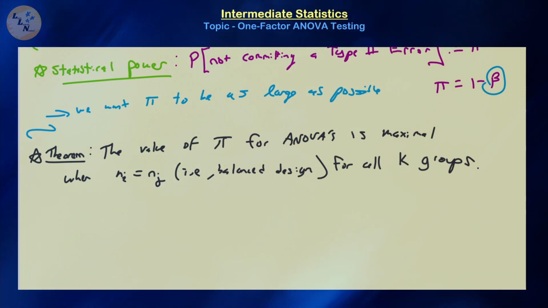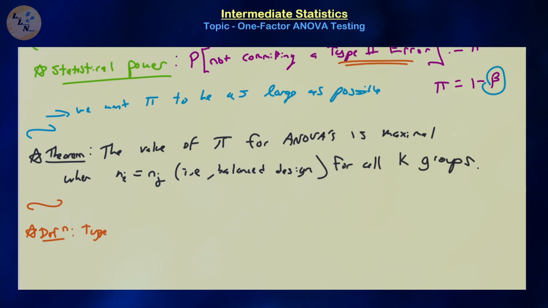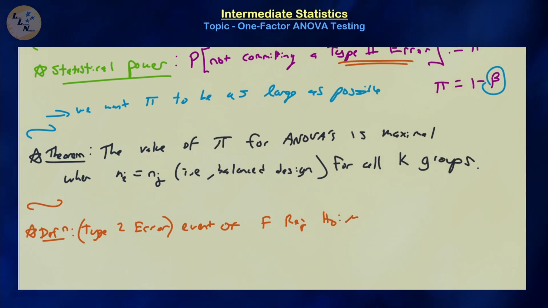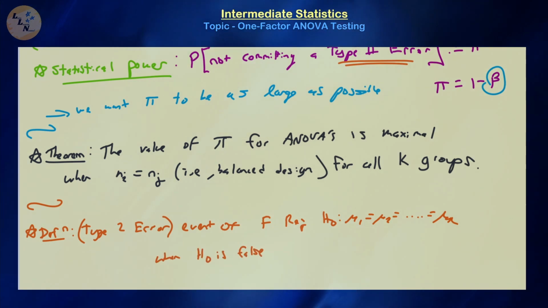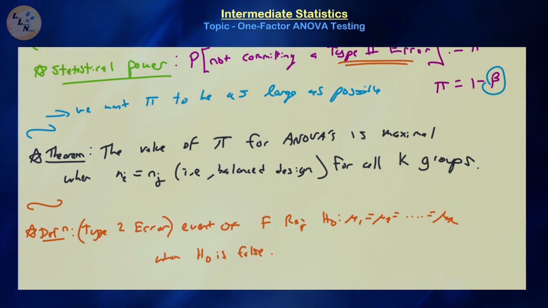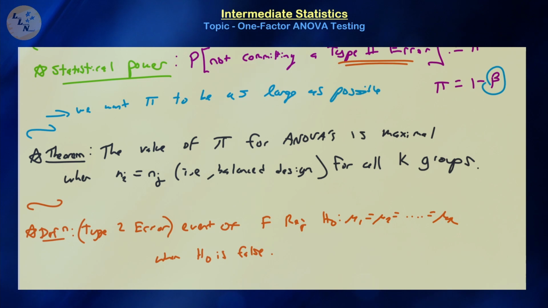Let's briefly review what we mean by type 2 error, just in case you don't remember what that is. Remember, type 2 error is the event of failing to reject the null hypothesis, which says that these are all equal to each other, when this null hypothesis is actually false. That is, when we conclude our ANOVA test, that means we have evidence to believe that they are equal, but if they are not, that's what we refer to as a type 2 error.